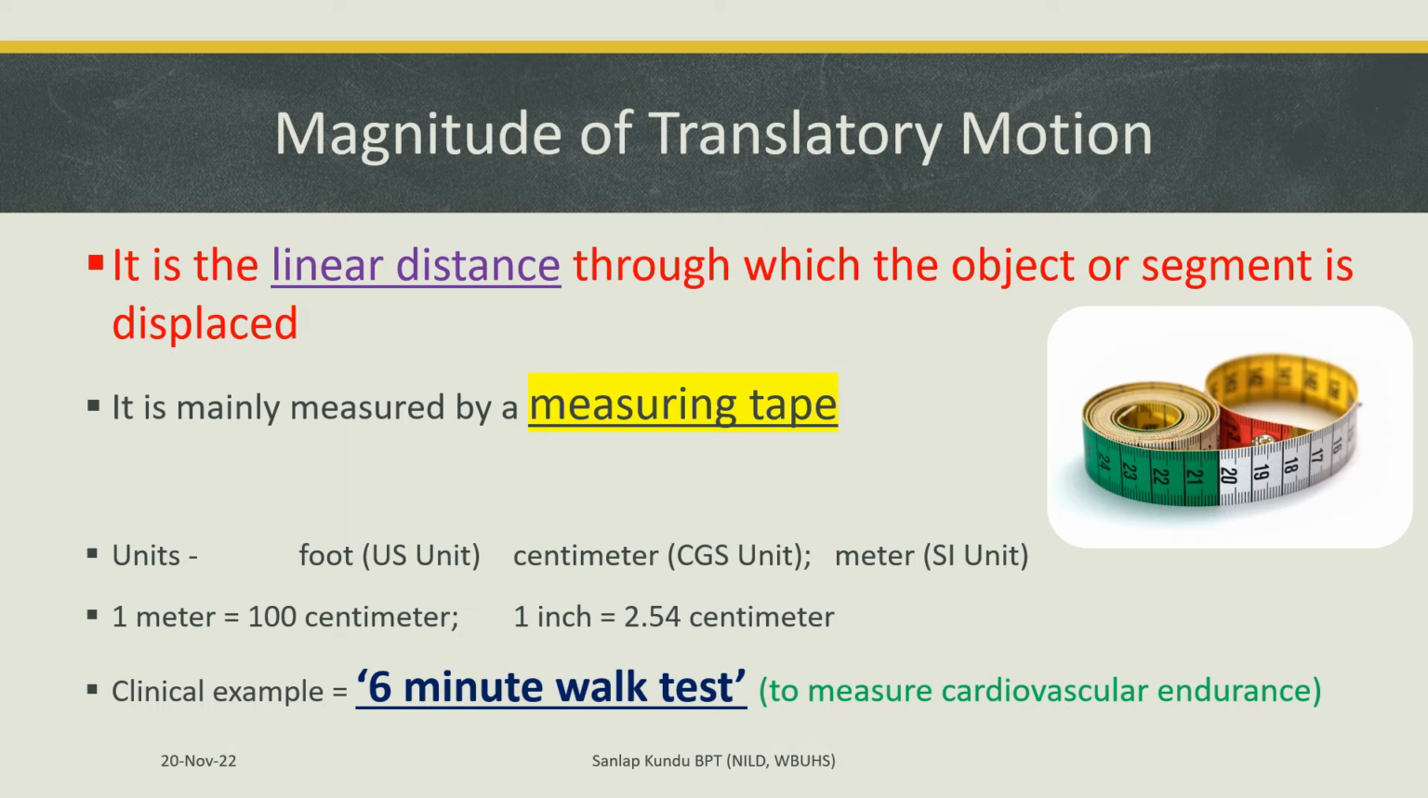The clinical example of this translatory motion measurement is the 6-minute walk test. It is basically done to measure the cardiovascular endurance.